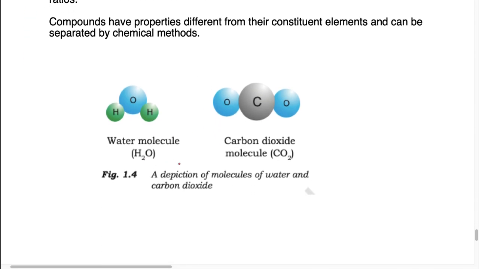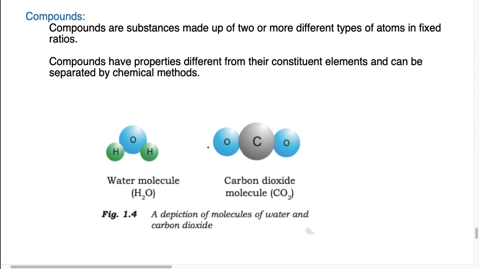So here are examples of compounds. Here are two examples of compounds. One is the water molecule and the other is carbon dioxide. Here, the water molecule has two hydrogen atoms and one oxygen atom. Similarly, carbon dioxide has one carbon atom and two oxygen atoms.